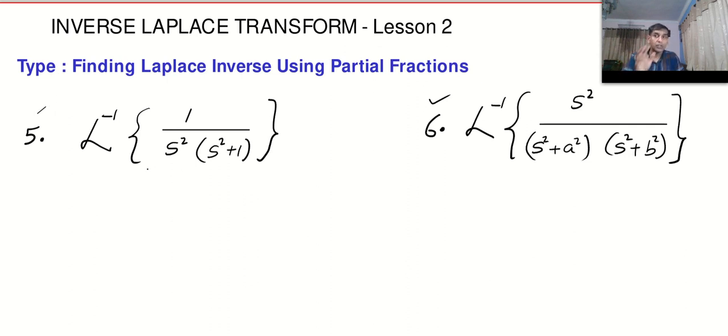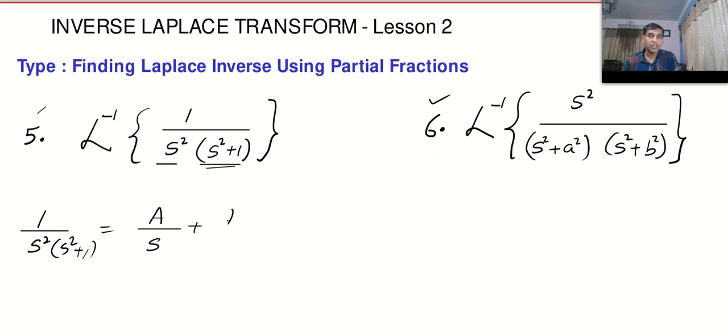Actually, this is type 2 and type 3. If you don't know this trick, you're going to be in big trouble. You'll be using type 2 and type 3. And think about it, you'll be writing this as a by s plus b by s square plus cs plus d by s square plus 1. And we will waste a lot of time calculating a, b, c, d. But now let's go for this amazing method.